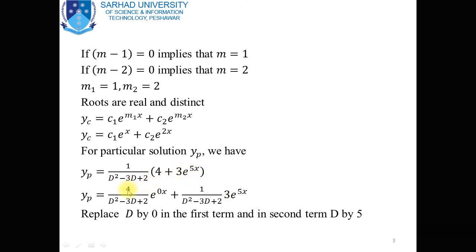So 4 divided by D square minus 3D plus 2, and we can write e power 0. Since 4 is a constant, we can write 4 into e power 0x. E power 0x is again 1, and 1 multiplied by 4, we again obtain 4. And we are going to use here the exponential case. So we construct an exponential function 4 into e power 0x, and now the inverse operator upon 3 e power 5x, so 1 over D square minus 3D plus 2 into 3 e power 5x. Now replace this D by 0 for this function, and replace this D by 5 for this function.